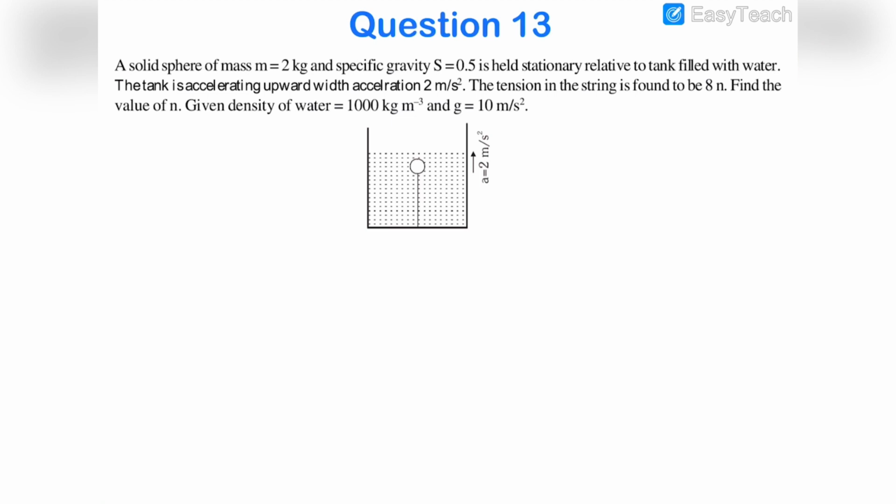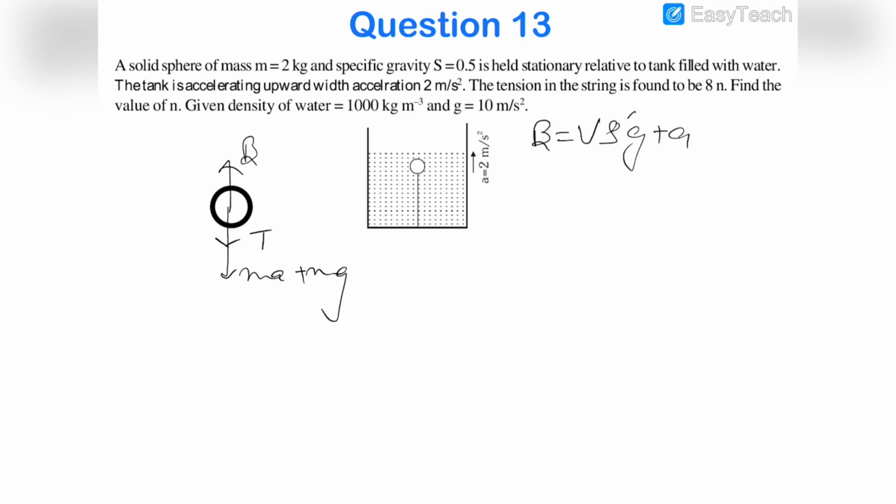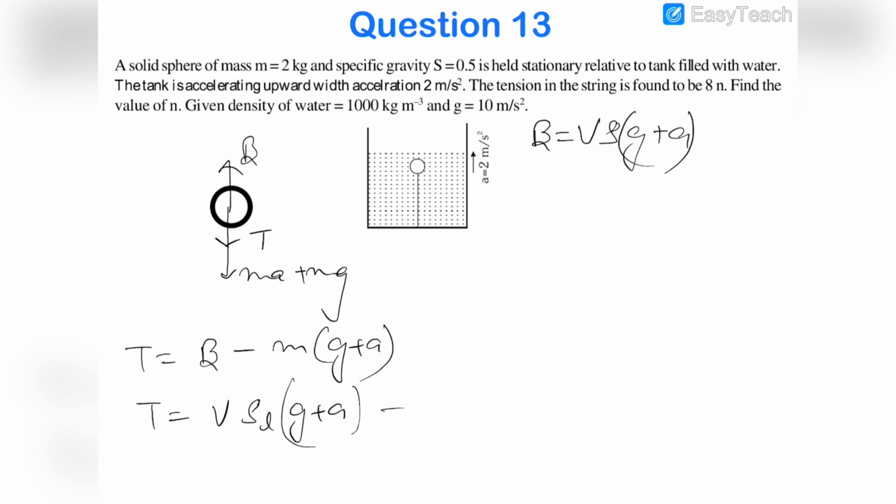So let us first of all draw the diagram. Let us see that this is, buoyancy would be acting in the upward direction, and pseudo force and mg would be acting in the downward direction, and also the tension would be acting in the downward direction. Now the buoyancy will be equal to V rho G effective, and G effective is G plus A. So you can see that T will be equal to buoyancy minus m into g plus A, and buoyancy will be V rho of liquid into G plus A, and mass would be V rho of solid into G plus A.